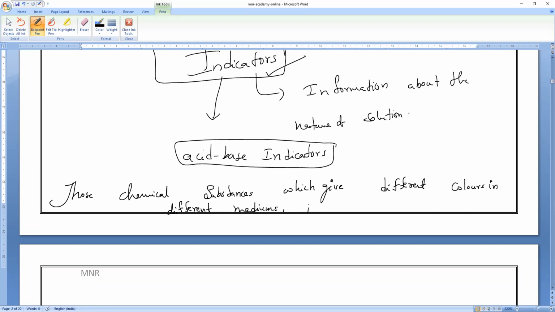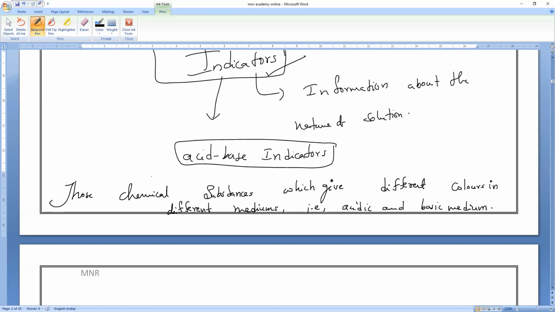Different mediums. That is what we can say: acidic medium, and as well as the next one is what? Basic medium. So that is the main thing you should understand. Whenever I say indicator, you should remember they will have a different change in color when the same indicator is put in the acid and the same indicator is put in the base. Clear? So those substances are called indicators.